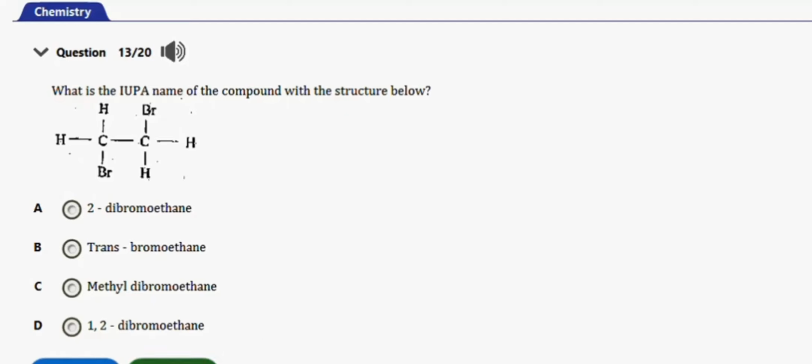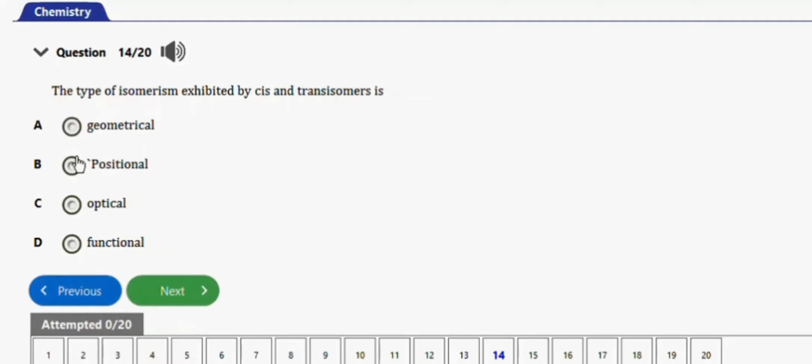The next question will be this one. It says the type of isomerism exhibited by cis and trans isomers is, so it's simply geometrical isomerism. Alright, so that's it for this question. Very important. Take note of this question, guys.